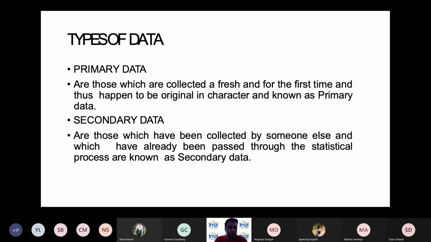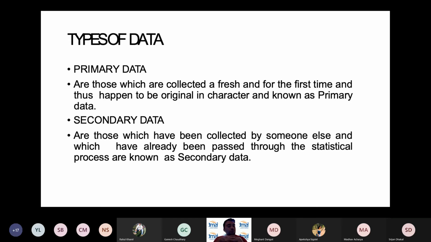Based on the source, we have two sources of data. One is primary source, and another is secondary source. Primary sources are those which are collected afresh and for the first time, and thus happen to be original in character, known as the primary data. Secondary sources are those which have been collected by someone else and which have already been passed through the statistical process, known as secondary data. They have already collected data for their purpose and analyzed according to the necessity of their research requirement. That kind of data is secondary data.